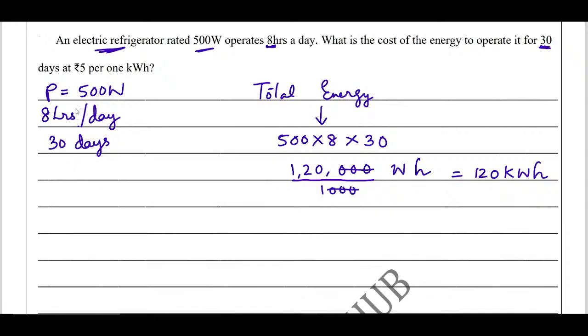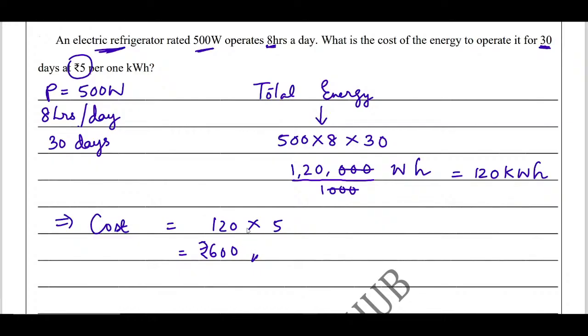What is the rate per kilowatt hour? It is rupees 5. Now what you should do, the cost of energy will be 120 into what? Per kilowatt hour it is 5. For 120 kilowatt hour it is 120 into 5. Just multiply 120 into 5. It will be 600. The cost of energy to operate for 30 days is 600.